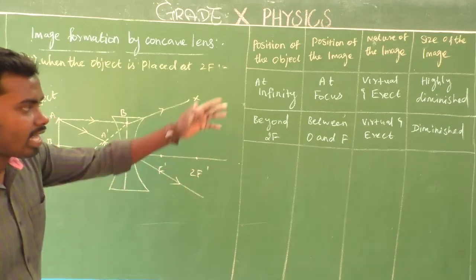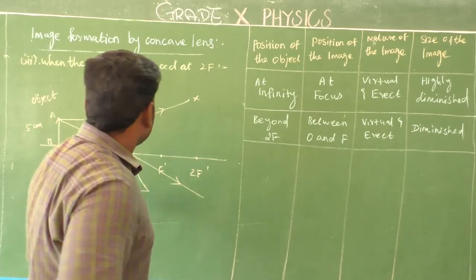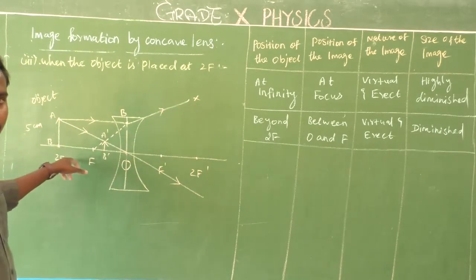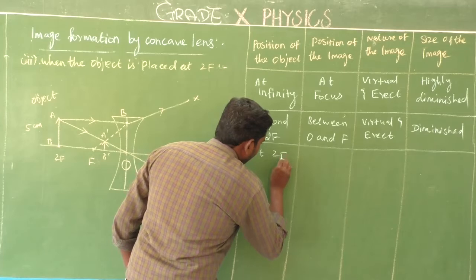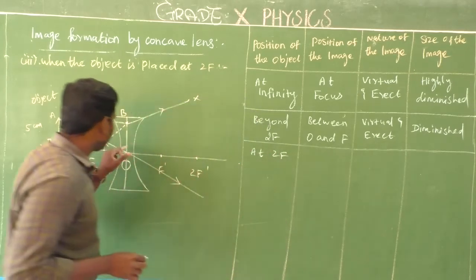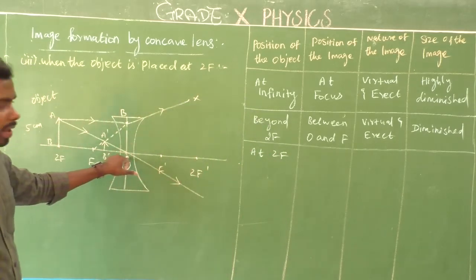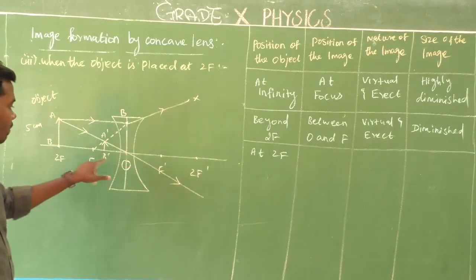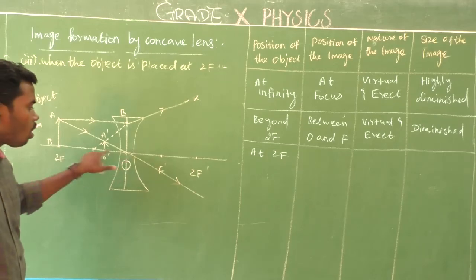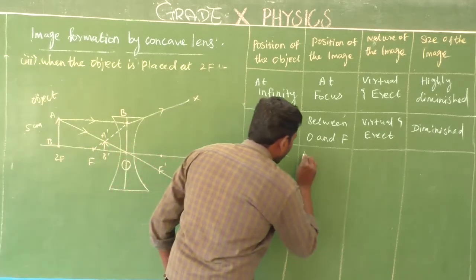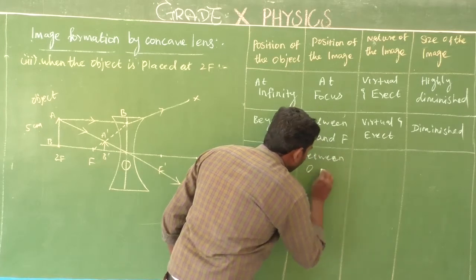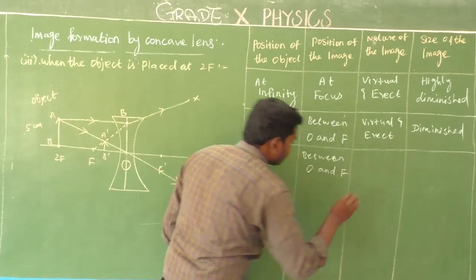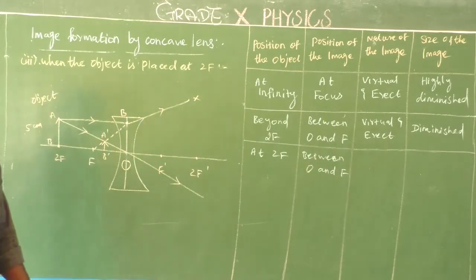So now fill the table column. Look here. What is the position of the object? Position of the object at 2F, at 2F from the optical center O. Am I right? Yes. Next, what is the position of the image? Image is found between O and F, which means between optical center O and the focus F.